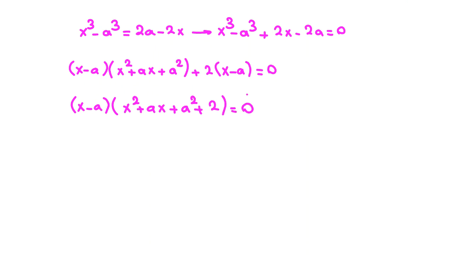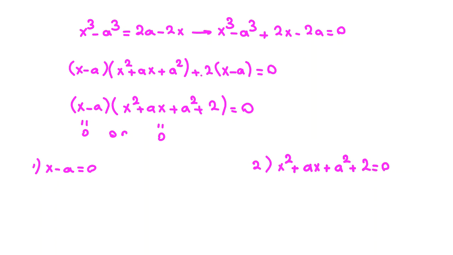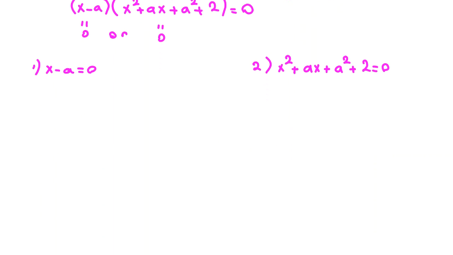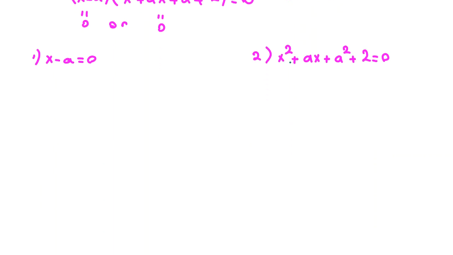The product of two terms equals 0, so the first term is 0 or the second term is 0. First case, x minus a equals 0. Second case, x squared plus ax plus a squared plus 2 equals 0. Now let's first check case 2. Case 2 is impossible. Let me tell you some approaches.